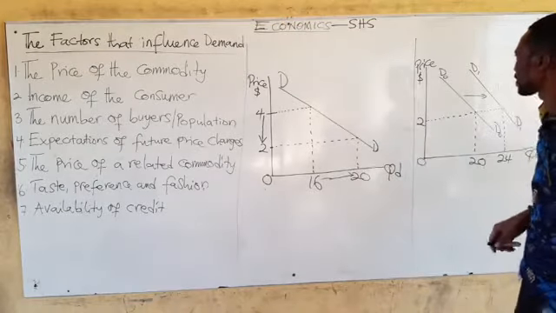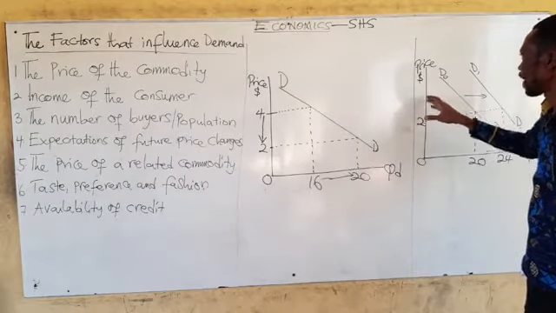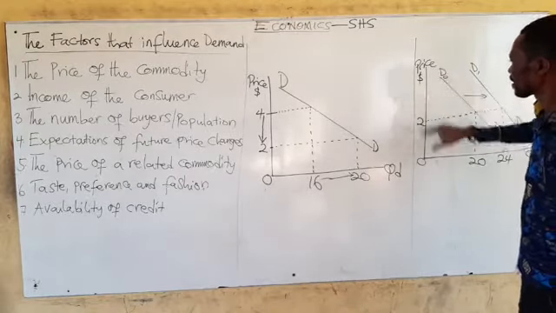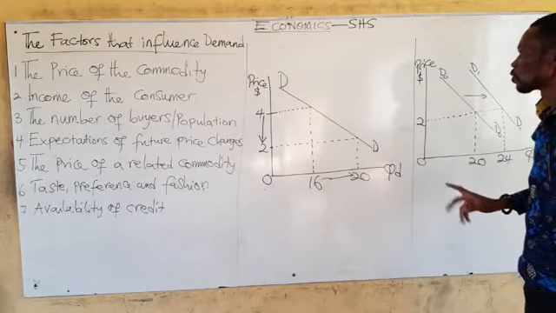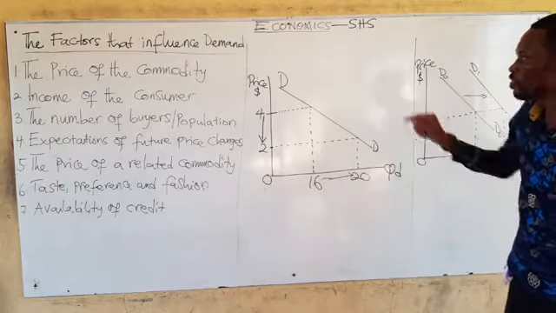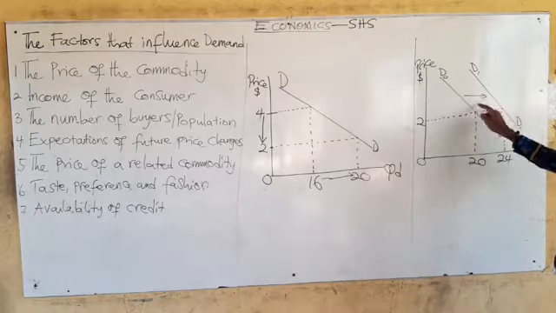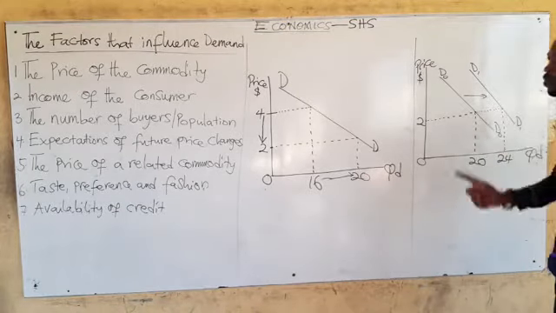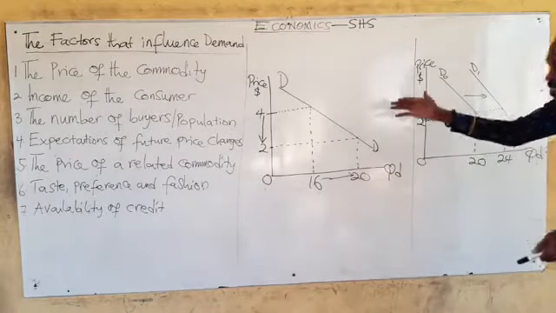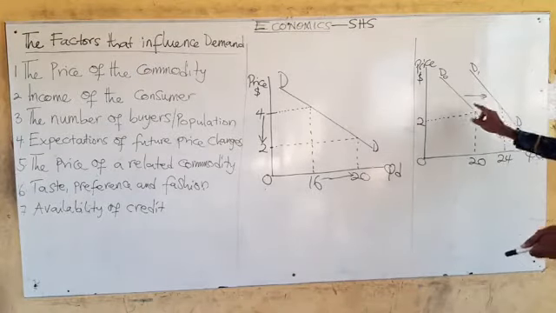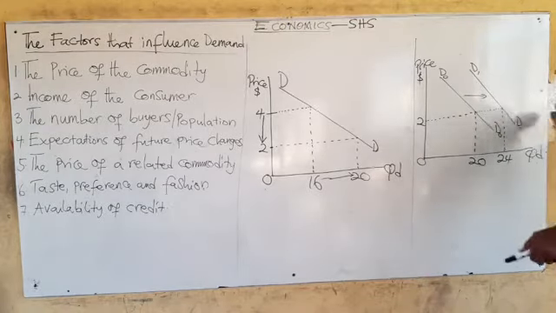The number of buyers. You don't see number of buyers here for you to come and illustrate by moving any variable here, any value over here. You can't see it. So just as the increase in the income of the consumer causes the curve to shift to the right hand side, in the same way, if the number of buyers increase, the curve will also shift from D0 to D1. It will shift to the right hand side.